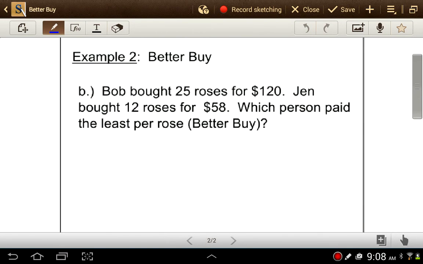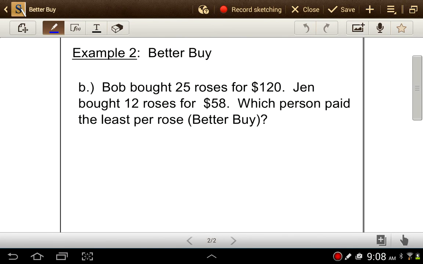Alright, in example 2, we're going to be talking about better buy. A great use for unit rates is the better buy. Okay, comparing the price of things to see which one would be cheaper per one item. Bob bought 25 roses for $120. Jen bought 12 roses for $58. Which person paid the least per rose? Okay, paid, so that's money per rose. So cost per rose is what we're going to do.